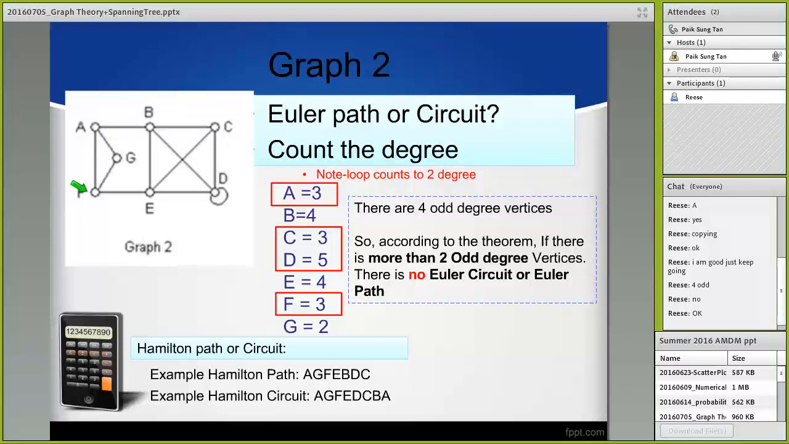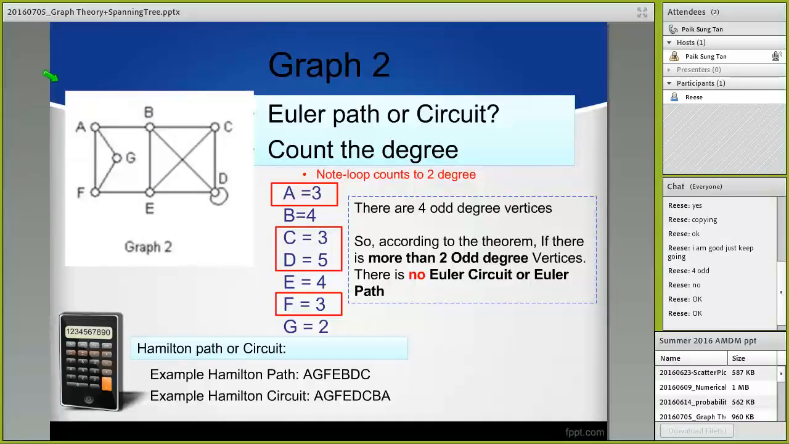For a Hamilton circuit, I can start with D, a different Hamilton circuit than mine. D, C, B, A, G, F, E, back to D. So there is more than one choice that you can make. All right, any further questions?